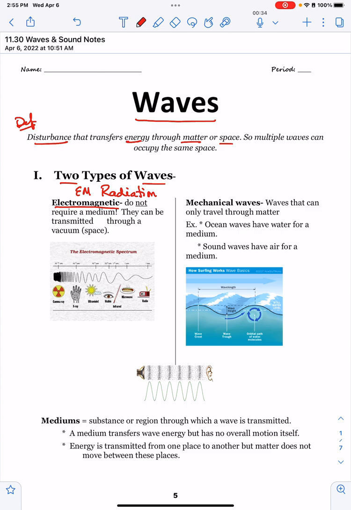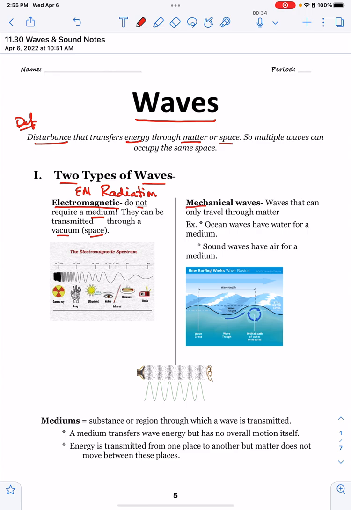These waves do not require a medium. They can be transmitted through a vacuum, like, for example, space. We get energy from the sun through space, and that's electromagnetic radiation. It's transferred through the vacuum of space.